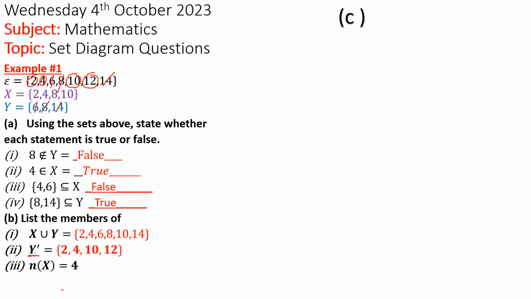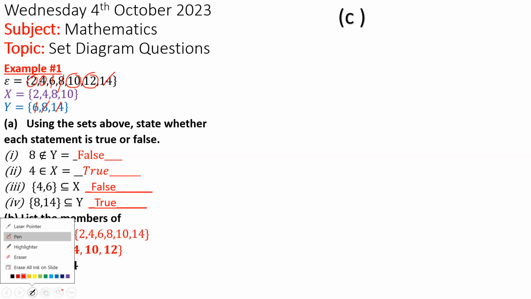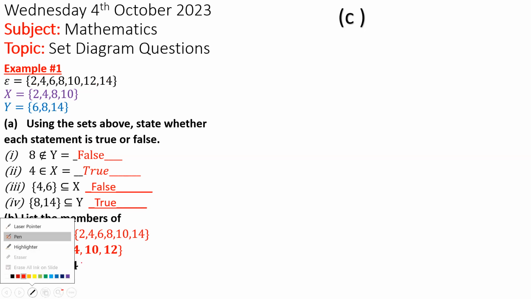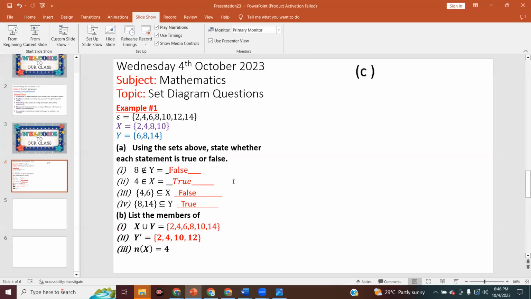Yes, sir. Okay, now this one says the number of elements in X. So you have to count how many elements are in X. 1, 2, 3, 4. So the answer is 4, because there are 4 elements in X. Does that make sense? Yes, sir. Thank you. I understand it. Thank you for asking. Anyone else have questions?